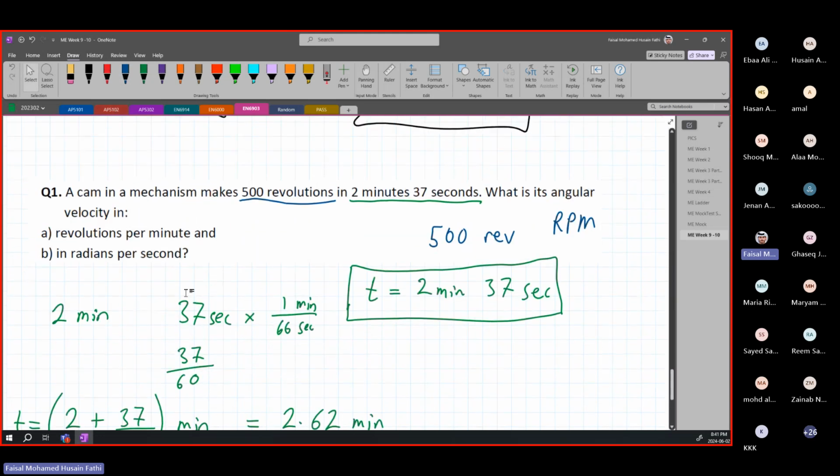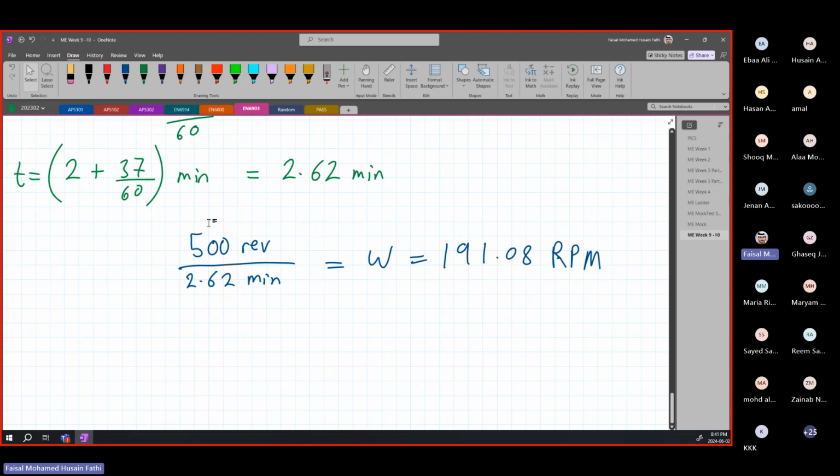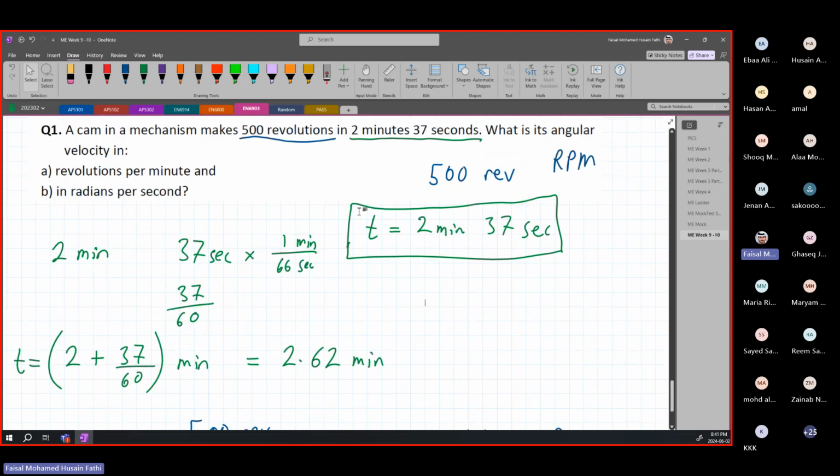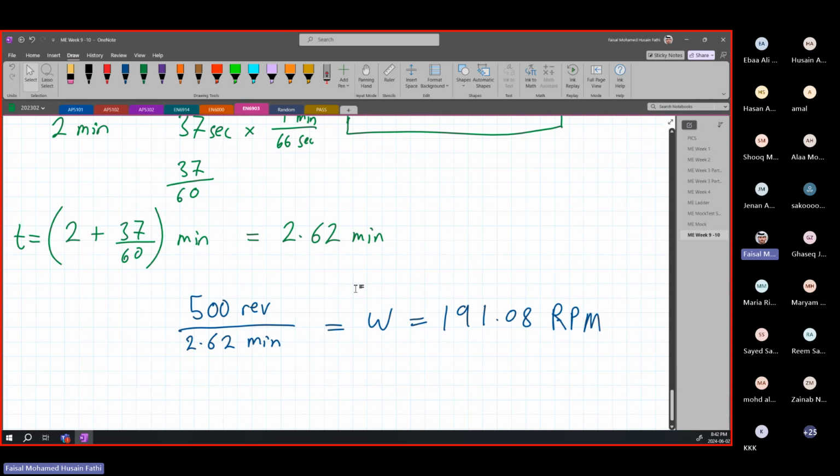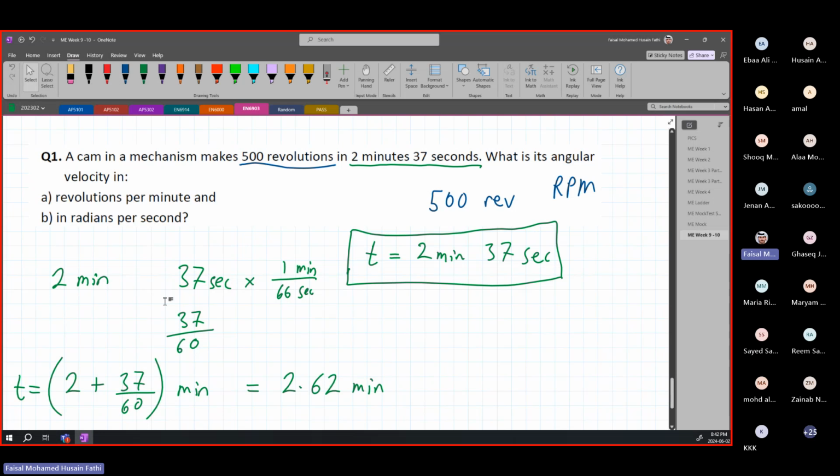I don't know if this is what they want. So yeah, there you go. What is the angular velocity in revolutions per minute? All right, so this is how you would do it. Again, I repeat, what I did is I converted the time all into minutes. Then, once I converted the time into minutes, I just divided the total revolutions over the total minutes to get it per singular minute. All right, and I got now my omega in RPM.